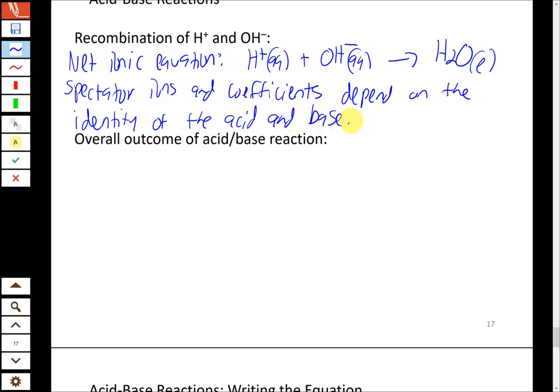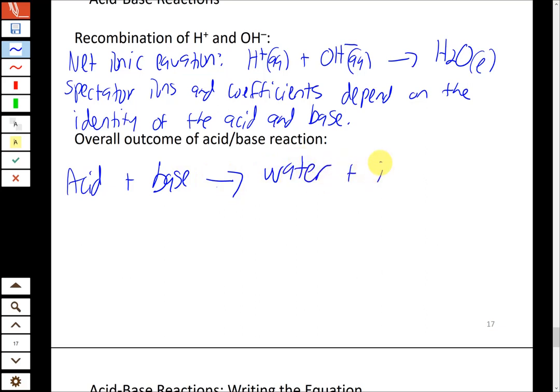All right, so if you're writing the full equation for an acid-base reaction, we don't usually just write the net ionic because it doesn't tell us a whole lot. But if you write the full equation, you're going to have coefficients potentially, and you're going to have different spectator ions. All that depends on what you're actually reacting. So the overall outcome of an acid-base reaction, if we write out the full equation, is going to be an acid plus a base as our reactants. And the products are always going to be water. That's, again, the combination of H plus and OH minus makes water.